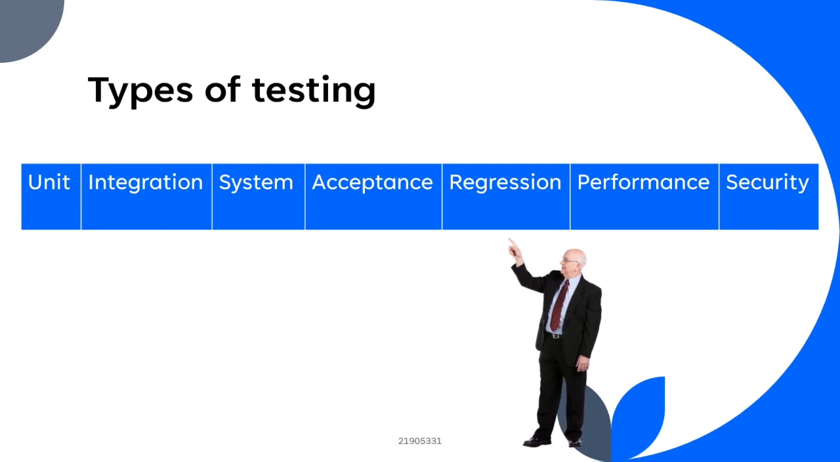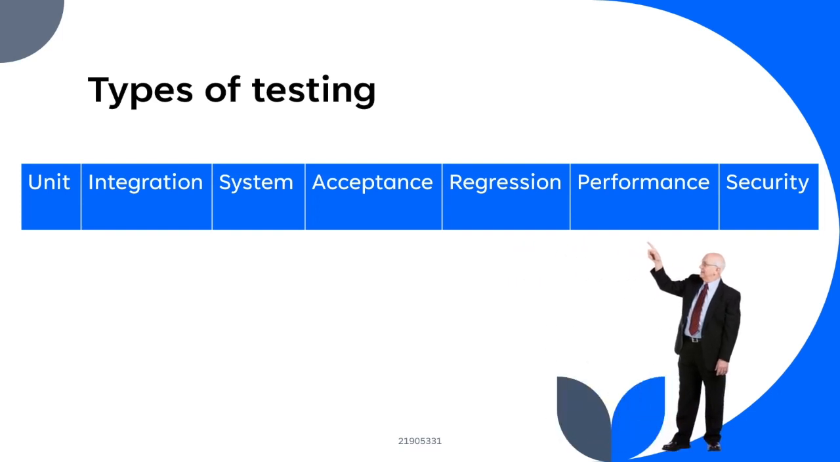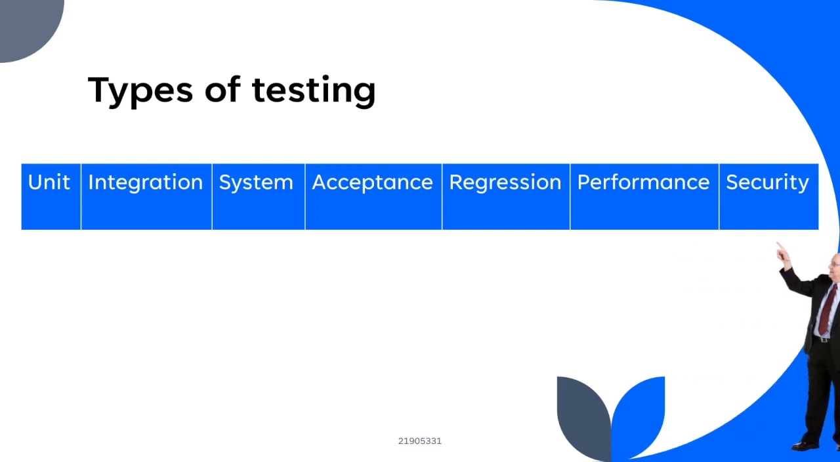Regression testing. This is the testing of software after changes have been made to ensure that previously working functionality has not been impacted. Performance testing. This is to evaluate the speed, scalability, and stability under various conditions. And security testing. This is the testing of software to identify potential security vulnerabilities and ensure that the system is secure.